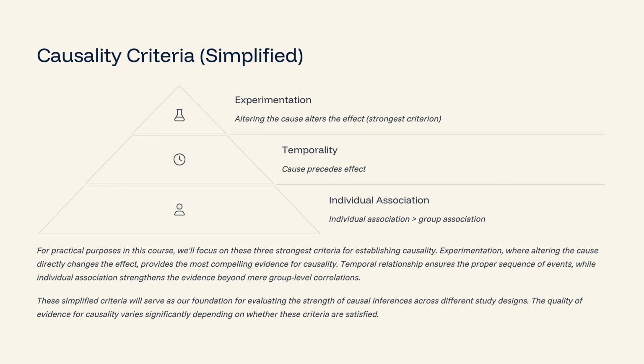Now I know what you're thinking, do we need to know all the Bradford-Hill criteria? Well, yes, you should, but for this course we're going to really hone in on 3 of them, being experimentation. So altering the cause alters the effect. This is the strongest criterion, aka a randomized controlled trial. Temporality, the cause precedes the effect, and individual association versus group association. Okay, so we're going to be really emphasizing and thinking about these 3 Bradford-Hill criteria when we look at associations.